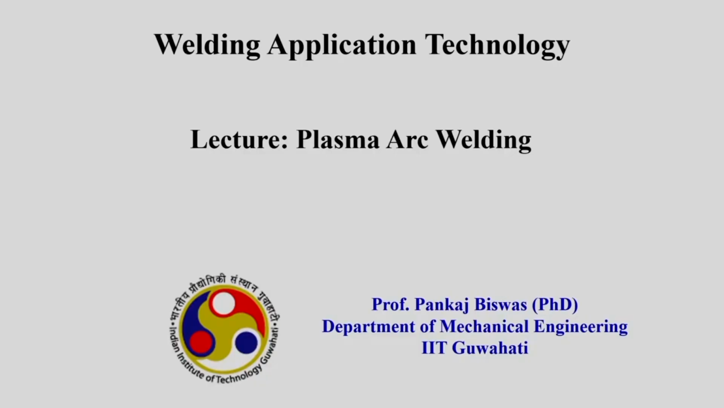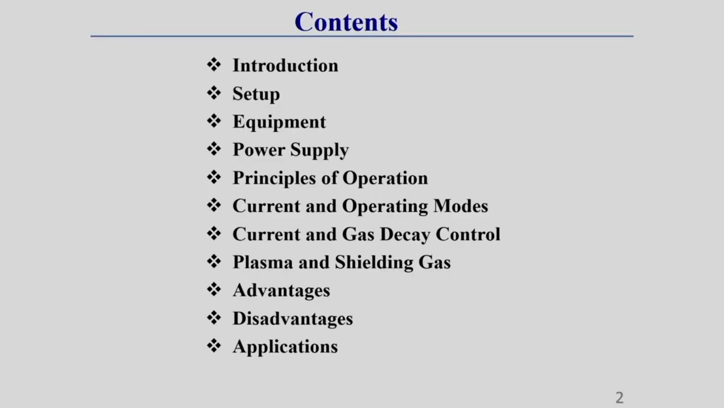Hello everyone, today I am going to deliver a lecture on plasma arc welding, which is a fusion welding process. In short form it is called PAW. P represents plasma, A represents arc and W represents welding. These are the contents of today's presentation.